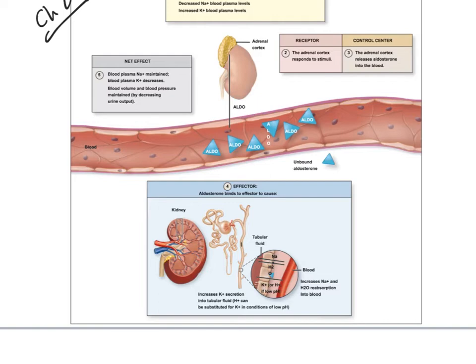Because water follows sodium. Okay? Because now if I bring in more water into the blood plasma, sodium is going to go up, but the blood volume and blood pressure are going to be maintained because I'm going to reabsorb more water. What happens to urine? If I'm reabsorbing more water, what happens to the amount of urine I'm producing? Mary? It decreases. Okay? So all of this is related.